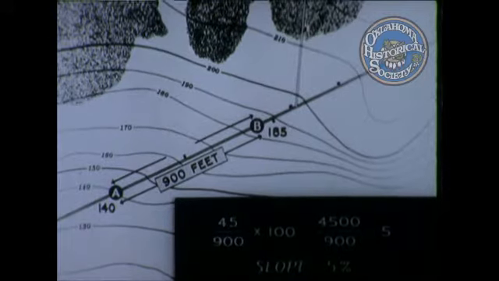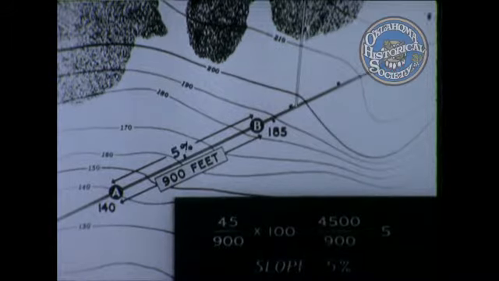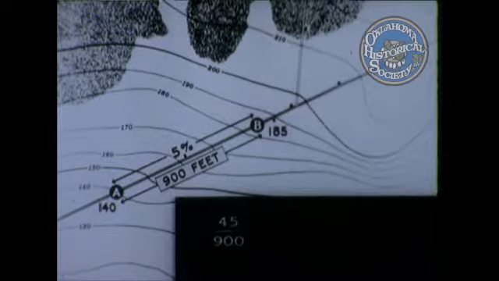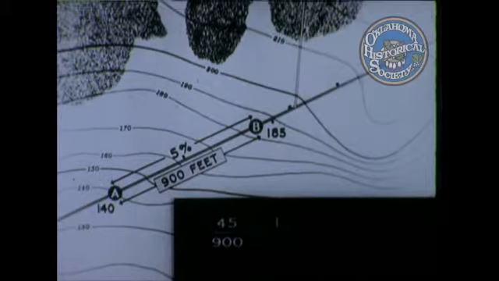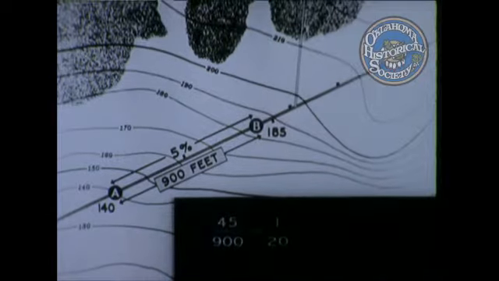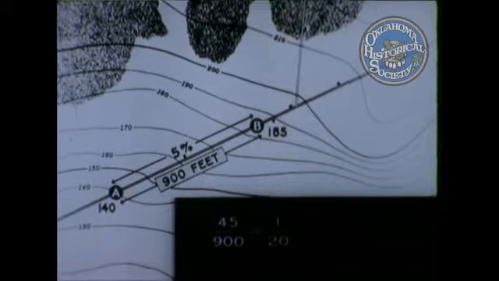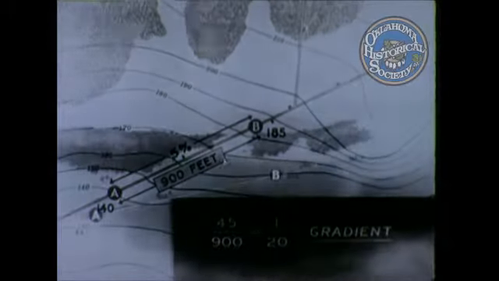Since the points A and B are on the road, this portion of the road is said to have a 5% grade. The ratio of the difference in elevation to the horizontal distance, that is 45 over 900, reduces to 1 over 20. This is read 1 on 20. It means that a 1 foot rise occurs in each 20 feet of horizontal distance. This expression of slope is known as the slope ratio or gradient. Thus, a 5% slope is the same as a slope the gradient of which is 1 on 20.